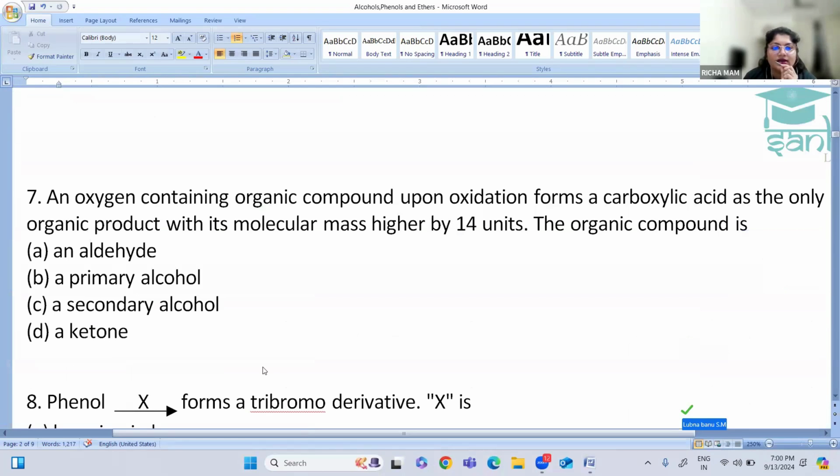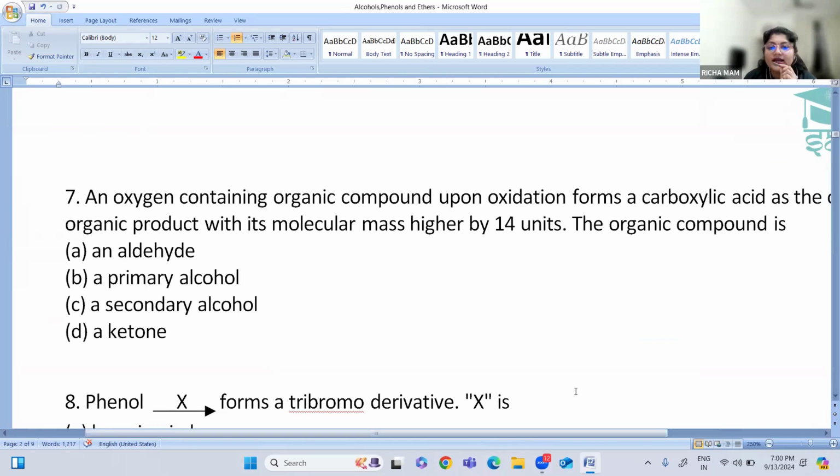An oxygen containing organic compound upon oxidation forms a carboxylic acid as the only organic product, with its molecular mass higher by 14 units. The organic compound is an aldehyde, a primary alcohol, a secondary alcohol, or a ketone. So there is an organic compound containing oxygen, and when you do oxidation, which is addition of oxygen, you get a carboxylic acid.